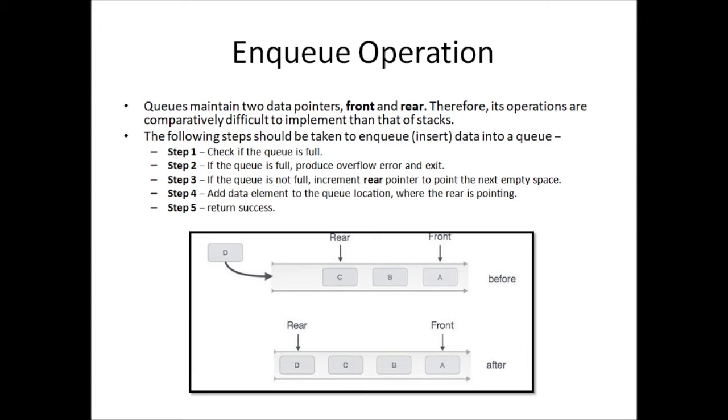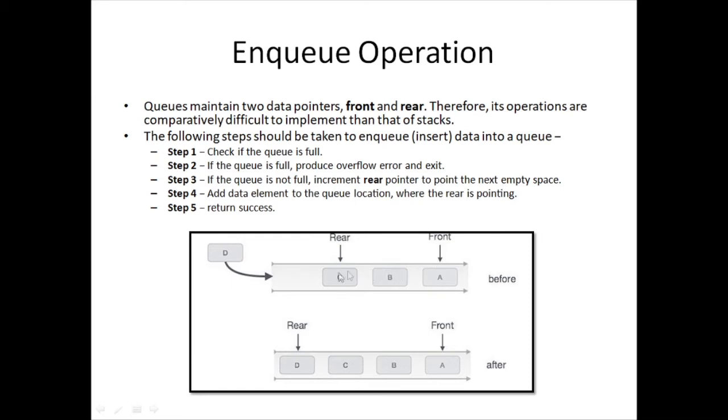Step 1 is to check if the queue is full. So assuming that this is our queue, if the queue is full, then we just produce an overflow error and exit. So we should not be able to enqueue any data anymore if the queue is full. If not, then we increment the rear pointer to point to the next empty space.